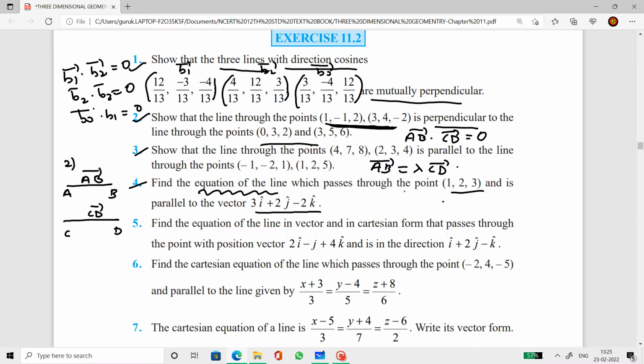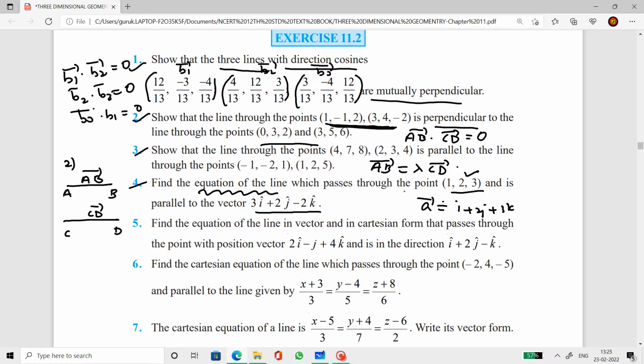Remember what I said. I said to find the equation of a line, we need only 2 pieces of information: 1, a point, and 2, a direction vector. We know the point, right? We know the point as (1, 2, 3). So the A vector will be i plus 2j plus 3k, which is the position vector of the point.